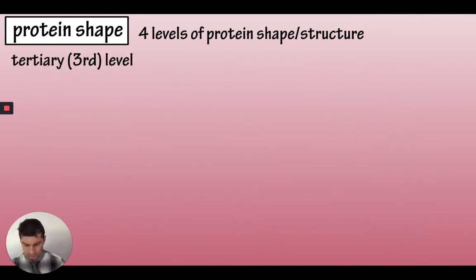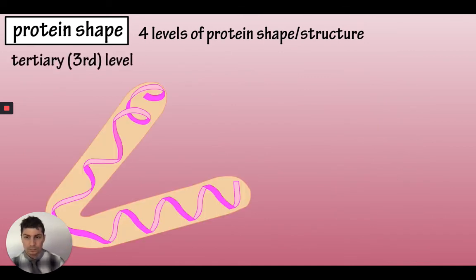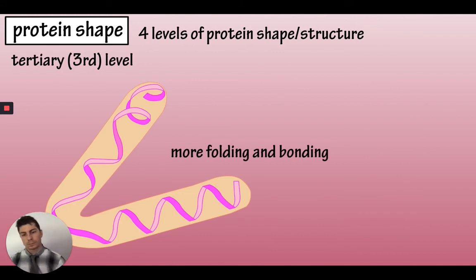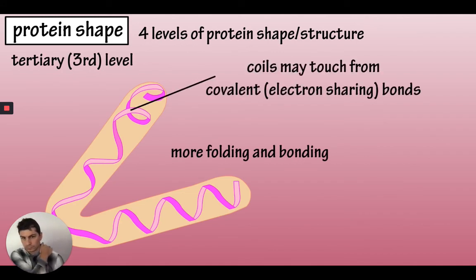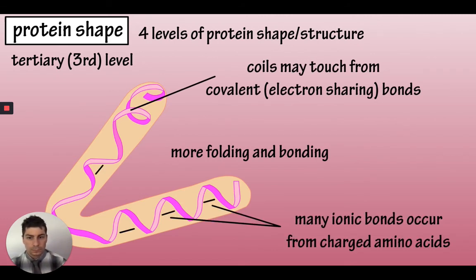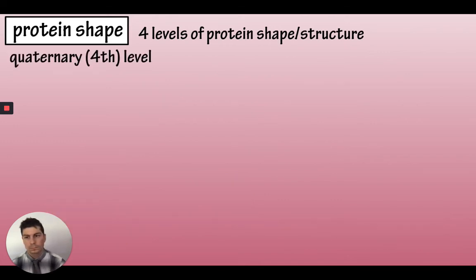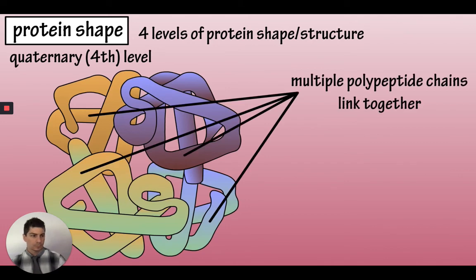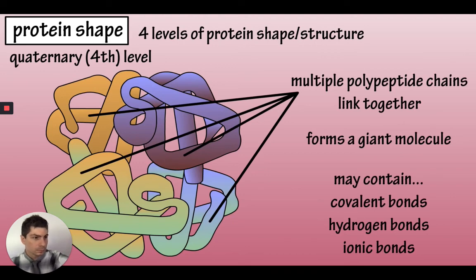The tertiary or third level of protein structure involves more folding and bonding of the secondary structure. The coils may even touch each other, as some covalent bonds form from the sharing of electrons between different amino acids, but most of these twists and folds occur from the result of ionic bonds between positively and negatively charged R groups of the amino acids. The quaternary or fourth level is where clusters of more than one polypeptide chain link together to form a giant molecule. Many different types of bonds may be formed within this structure.